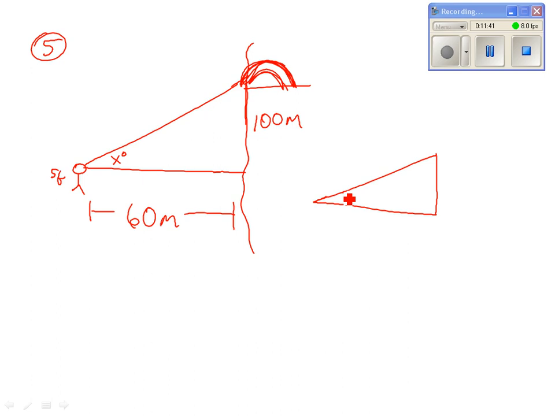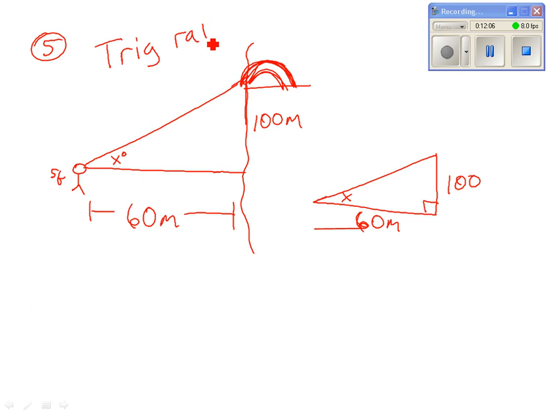So we got this. We're looking for this angle. Make sure you got out your calculator. This is 60 meters. This is 100 meters. Do we know that this is a 30-60-90 or a 45-45-90 triangle? No. If we knew that, we wouldn't have to go through and solve it because we know what that angle is already. So what we have to use here is one of the trig ratios.